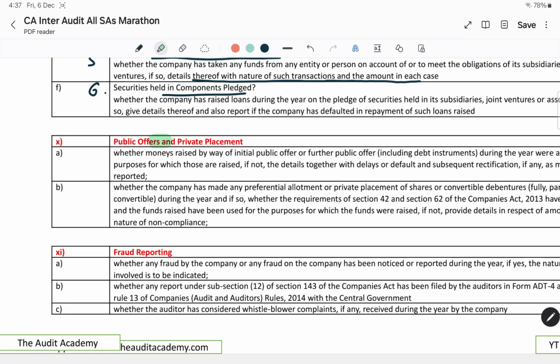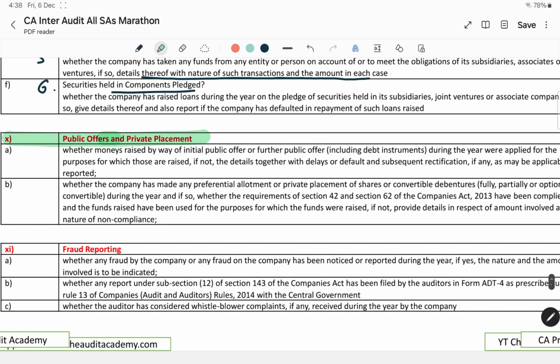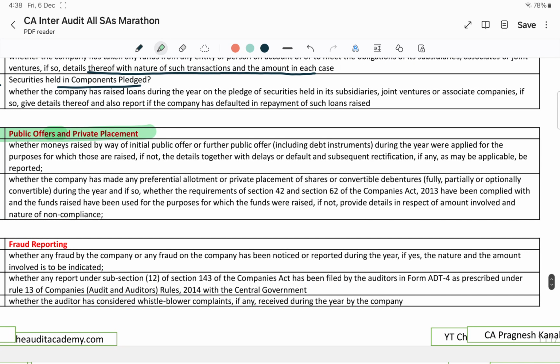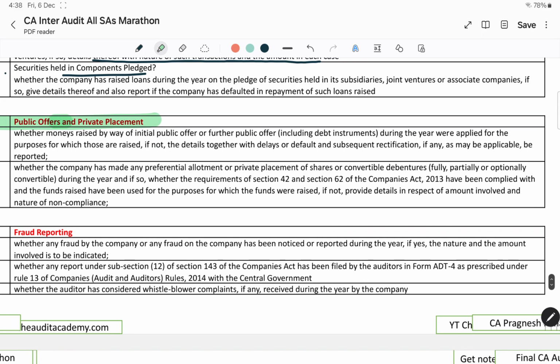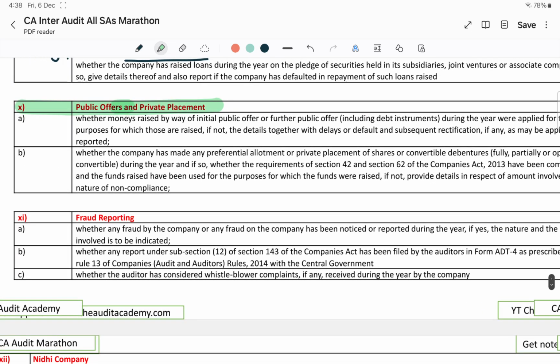Caro clause 10, public offer and a private placement. Whether the money raised by way of initial public offer or further public offer, including debt instrument during the year, were applied for the purpose for which those are raised. If not, the details together with delays or default and subsequent rectification, if any, as may be applicable, be reported.